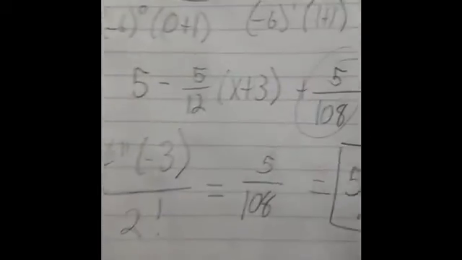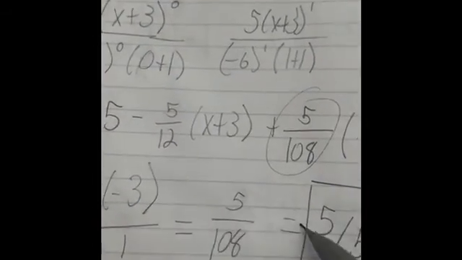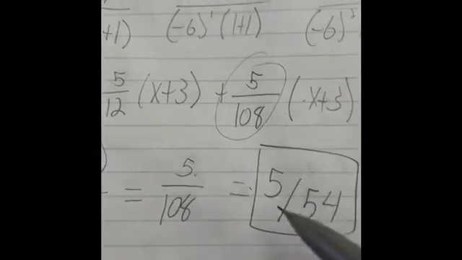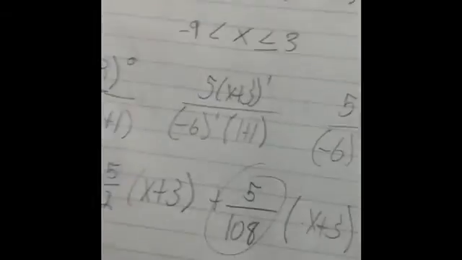This is where I was a little confused. I think I got the gist of it. So f double prime of negative 3 over 2 factorial will equal 5 over 108. In order to find just f double prime of negative 3, we need to get rid of the 2 factorial, so we will multiply it over here, which basically just equals 2. And so we divide that, and then we eventually get 5 over 54, and that is the final answer.